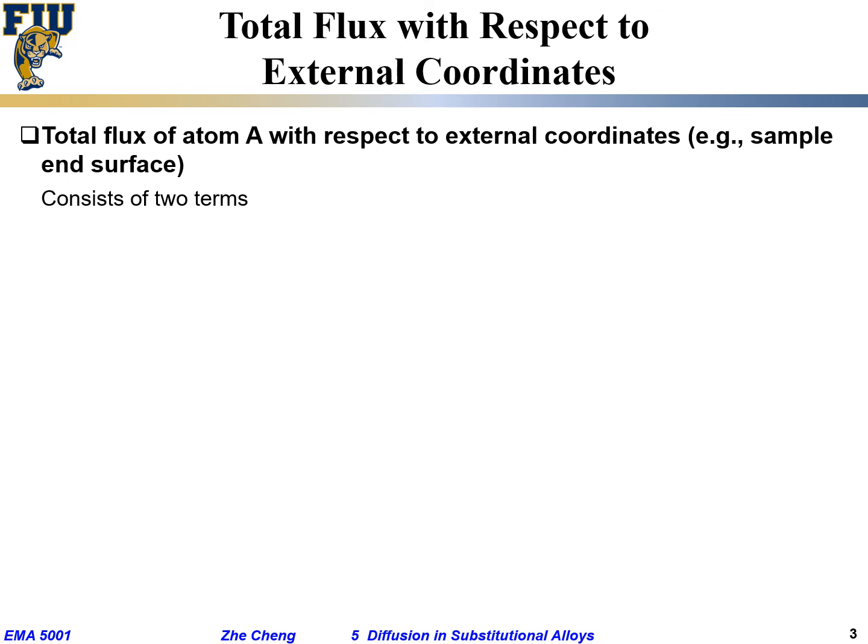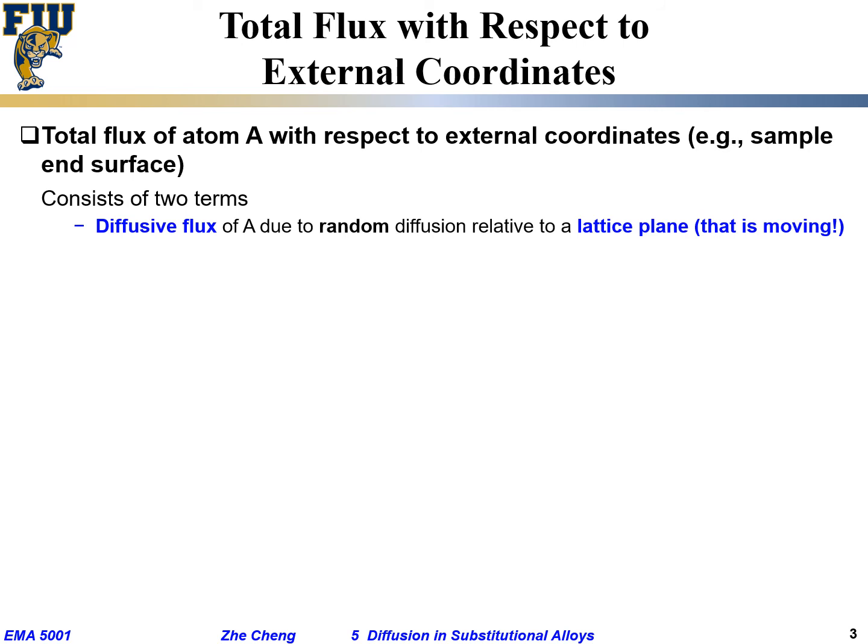Maybe you got confused. The total flux of the atoms: the atoms are moving. The total flux of A atoms will be two parts. The first part would be the diffusive part, the random motion of A atoms. With respect to what? Relative to your chosen lattice plane, your reference, the moving reference point.